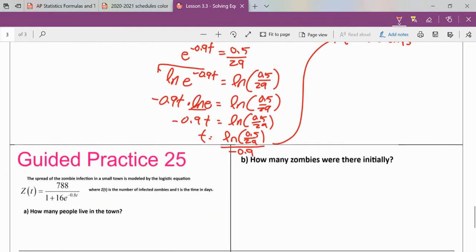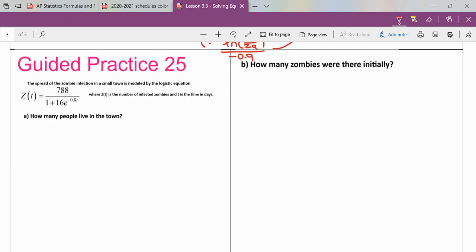All right, let's keep going. Let's look at another problem here. We want to look at the spread of the zombie infection in a small town. It's modeled by this logistic function. Z is the number of infected zombies, and time, t, is the time in days. So we're going to remember that piece too. The time was measured in days. How many people live in the town? Well, that's kind of a straightforward answer because that's just our limit to growth right there. That's 788. So pretty quick answer to that question.